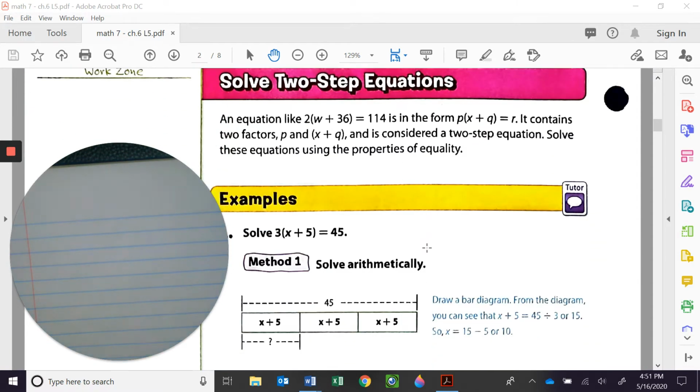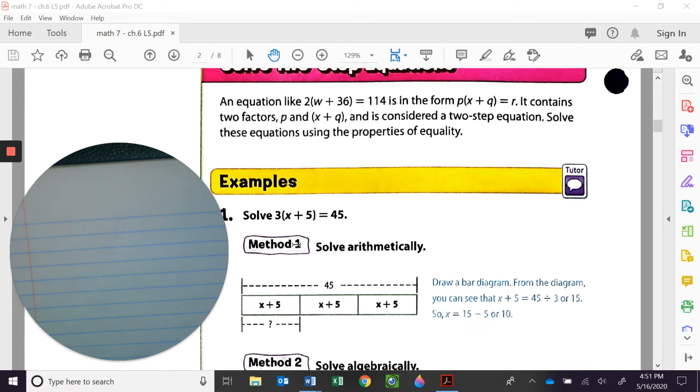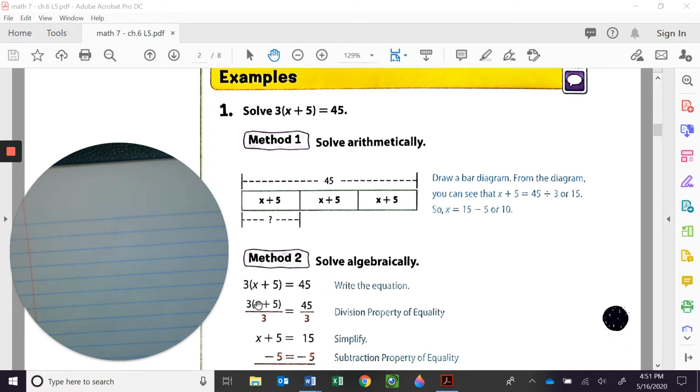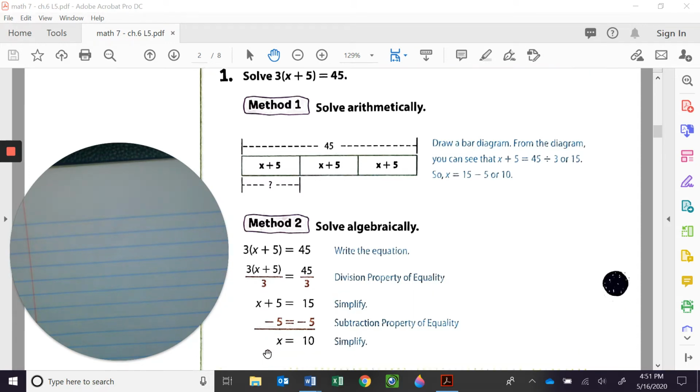Okay, so in our last lesson, we talked about how you will always add or subtract first when you're solving, unless there's parentheses involved. So in a problem like this where you have 3 times (x plus 5) equals 45, you're going to have to divide by that 3 first and get rid of it so that then you have whatever's left in the parentheses by itself.